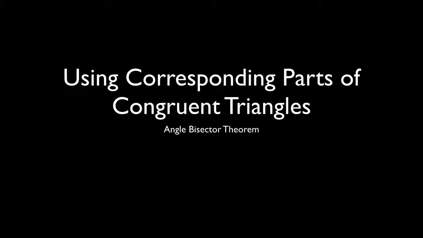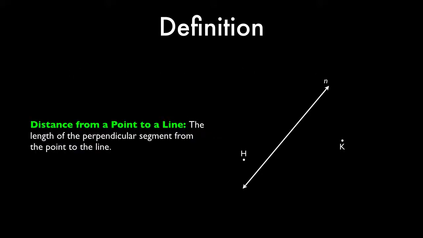And congruent triangles continue to help us prove theorems. Before we learn our next theorem, however, we do need to learn another definition. This definition is the distance from a point to a line. And that is simply the length of the perpendicular segment from the point to the line.